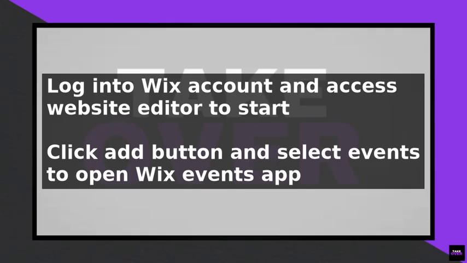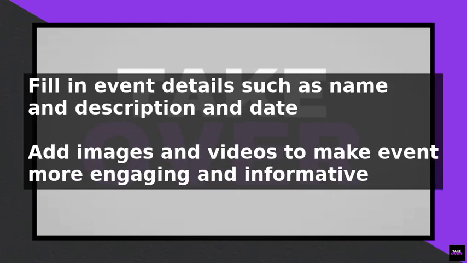First, click on the Create Event button and fill in the event details such as the event name, description, date, time, and location. You can also add images and videos to make your event more engaging. Make sure to include all the necessary information that attendees will need to know.